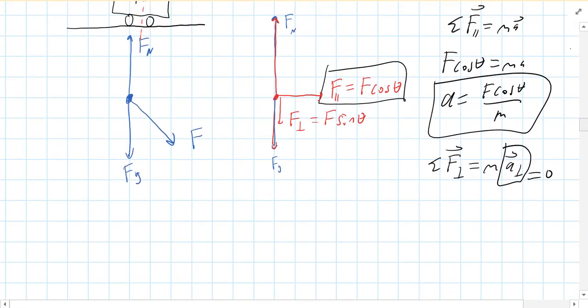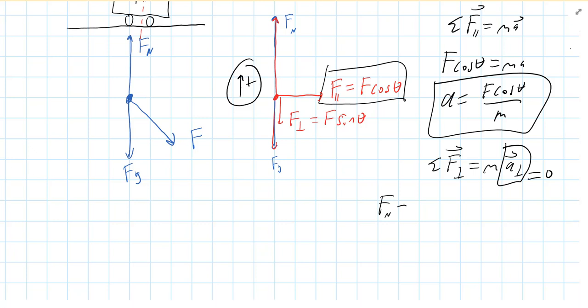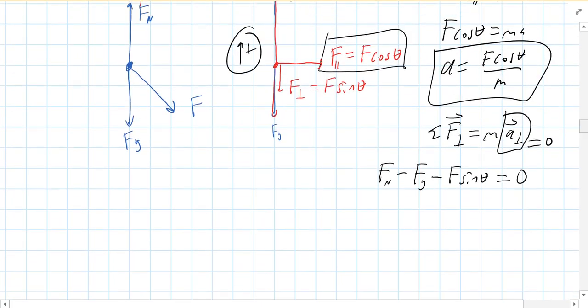So let's go with up being positive. I'll draw a positive arrow on my FBD. So if I do that, I've got F normal minus, there's two downward forces. You've got Fg acting downward, and you've got F sine theta acting downward, and that all equals 0 because there's no vertical acceleration.